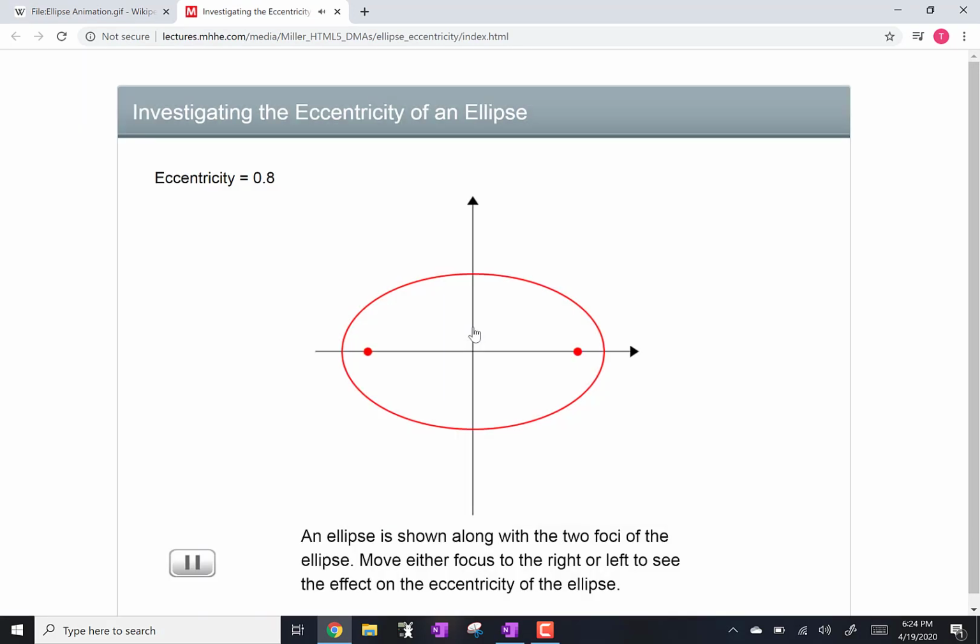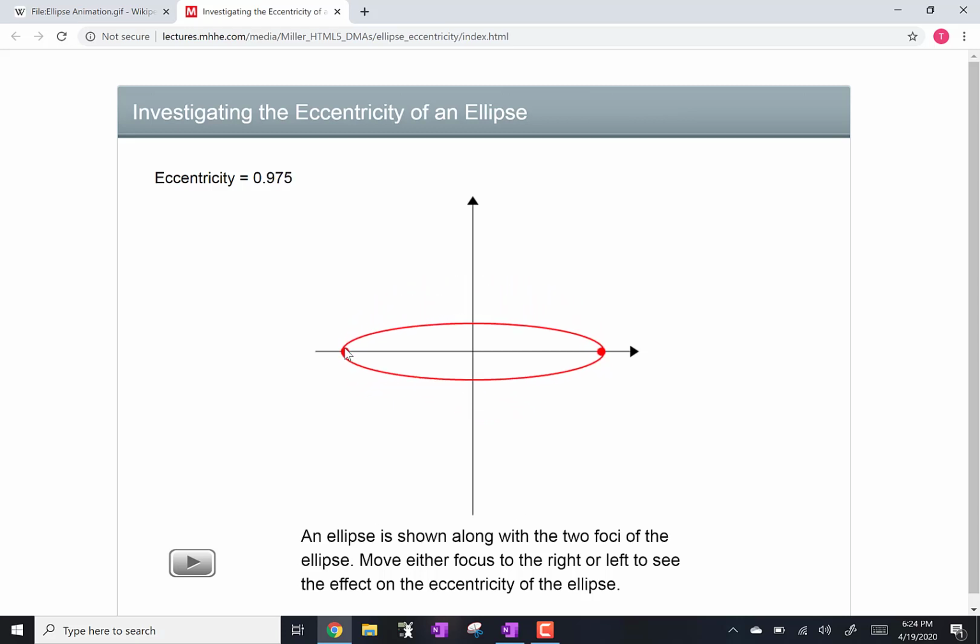An ellipse is shown along with the two foci of the ellipse. Move either focus to the right or left to see the effect on the eccentricity of the ellipse. Right now, where the foci are, we have an eccentricity of 0.8. It's interesting: if I move these so the foci are on the vertices of the ellipse, notice the eccentricity is 1. So it makes a straight line.